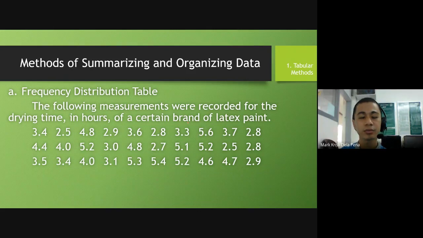For this example, we will be creating a frequency distribution table for the measurements that were recorded for the drying time, which is expressed in hours, of a certain brand of latex paint. Now, these are the data. If you will count all of them, you have 30 data, no? 30 numbers here, 30 values. You have 3.4, 4.4 until 2.9.